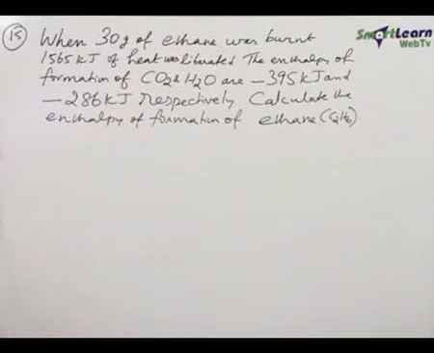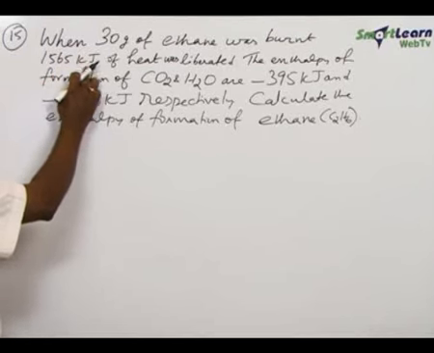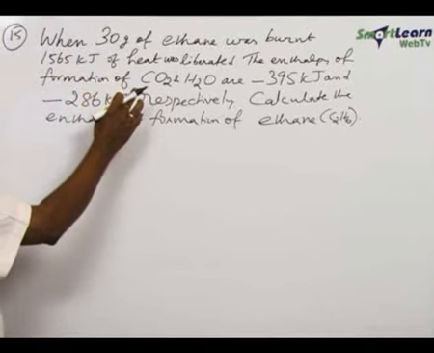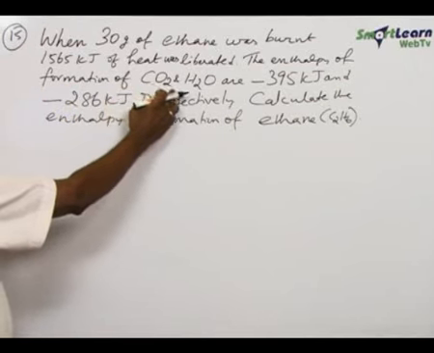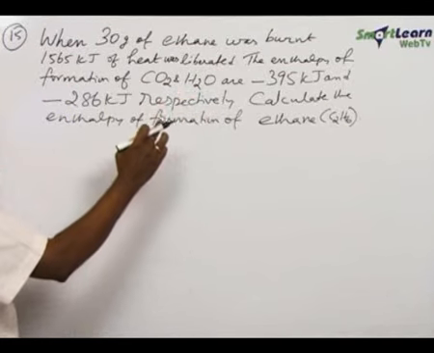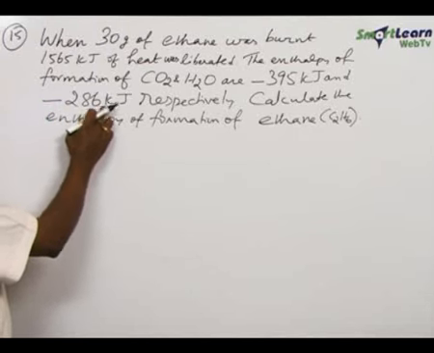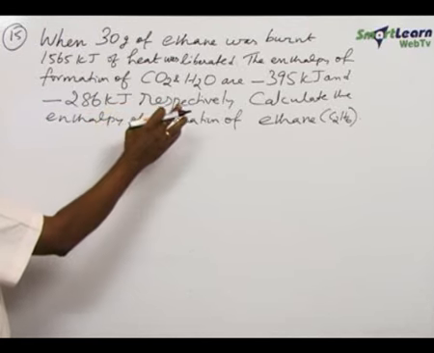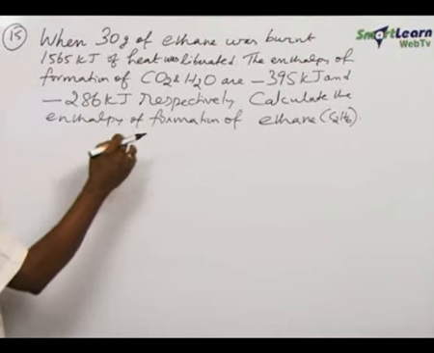Problem number 15. When 30 gram of ethane was burnt, 1565 kilojoule of heat was liberated. The enthalpy of formation of carbon dioxide and water are minus 395 kilojoule and minus 286 kilojoule respectively. Calculate the enthalpy of formation of ethane, that is C2H6.